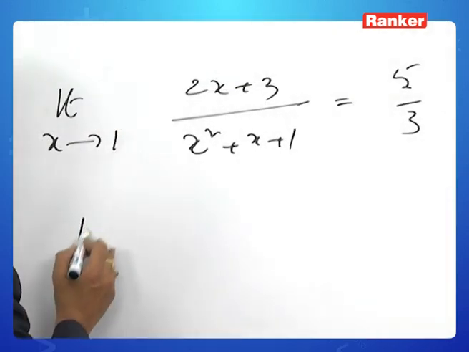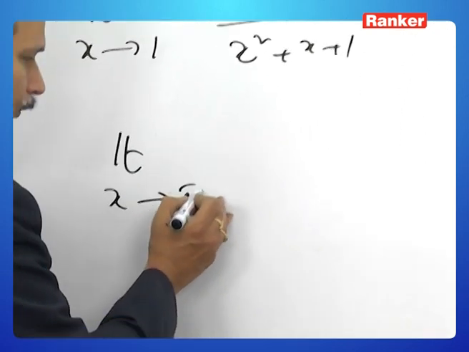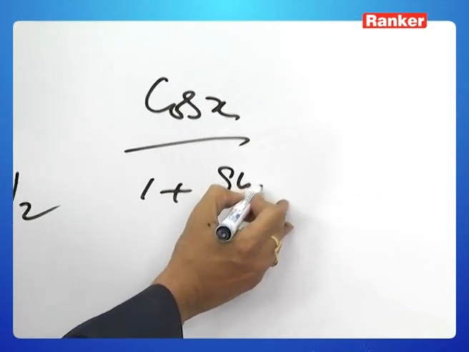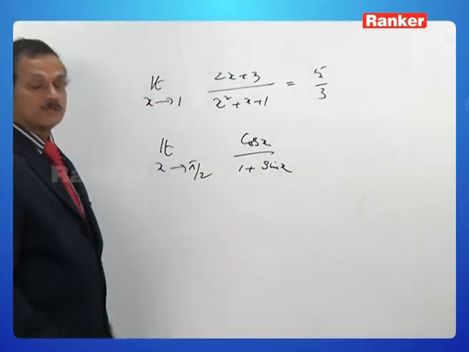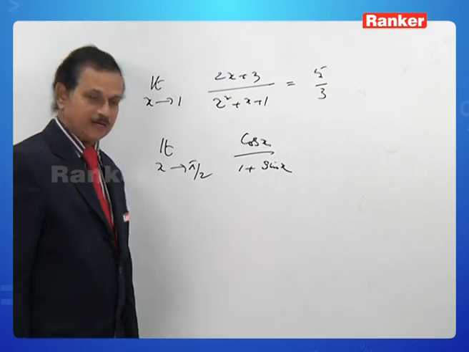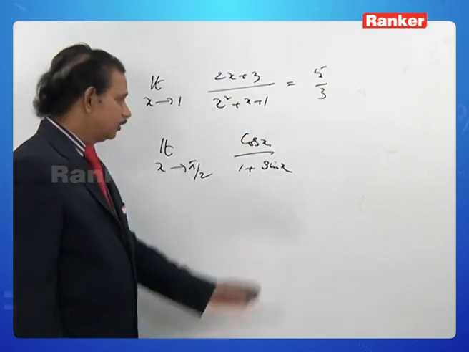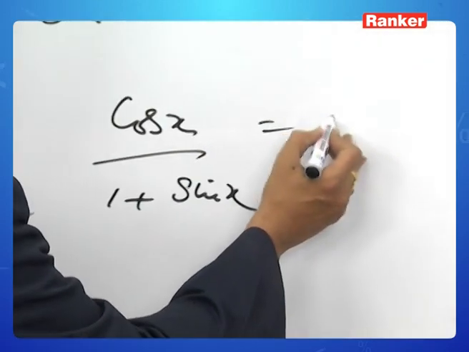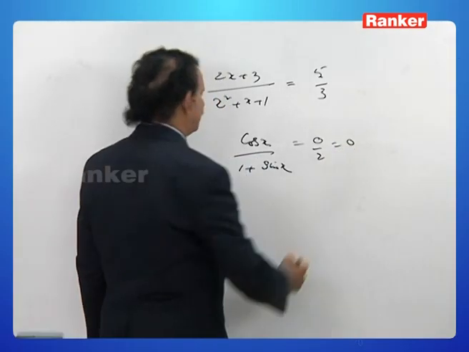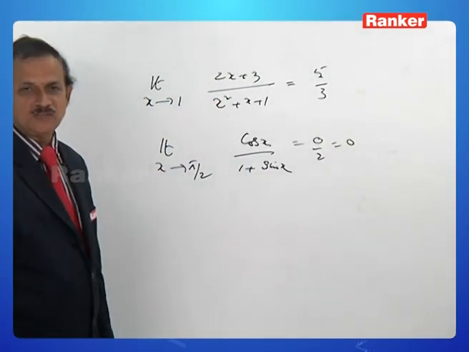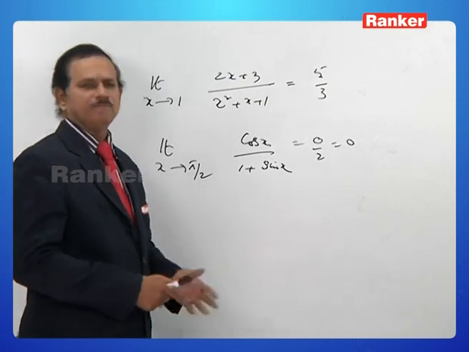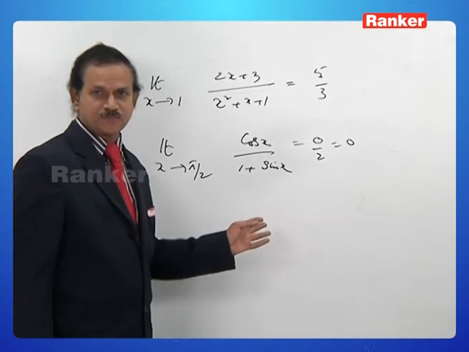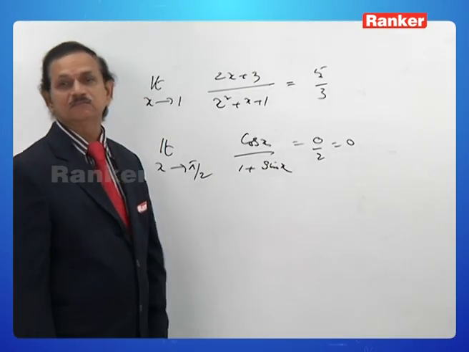One more. Limit as x tends to pi by 2 of cos x by 1 plus sin x. What is cos pi by 2? 0. Sin pi by 2? 1. 1 plus 1? 2. Hence, as the denominator is not 0, we feel very happy. Hence, the answer is 0. Like that, there is nothing at all to discuss with this model. Direct substitution makes no harm at all by substituting the limit of x.